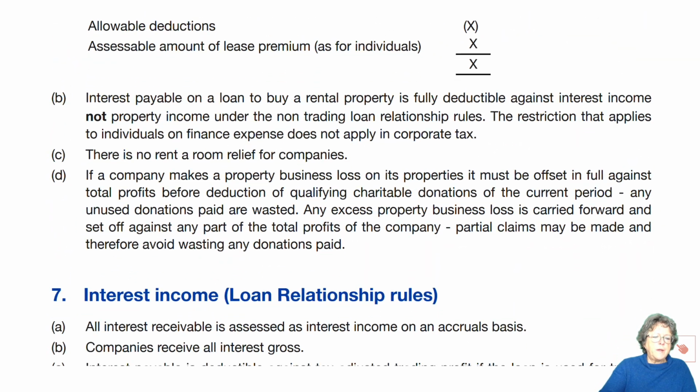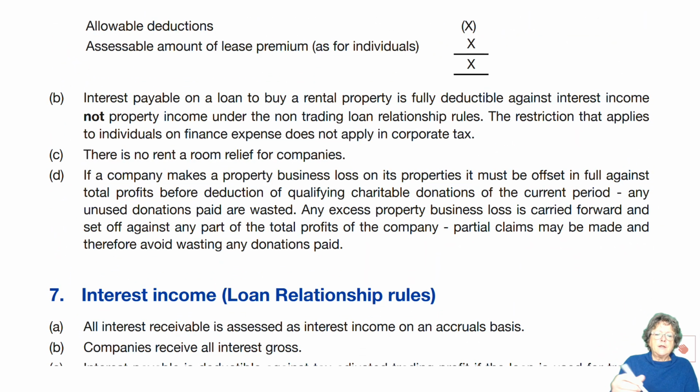Now, interest payable on a loan to buy rental property is fully deductible against interest income, not property income, under the non-trade loan relationship rules. The restriction that applies to individuals does not apply to companies. There's no Rent-a-Room relief.